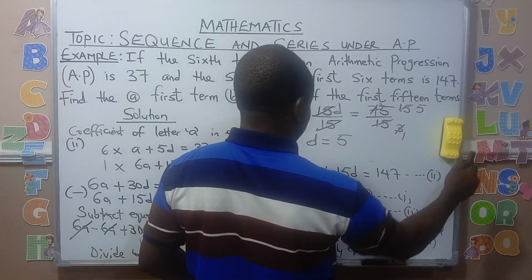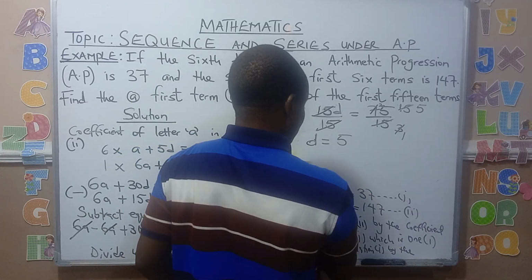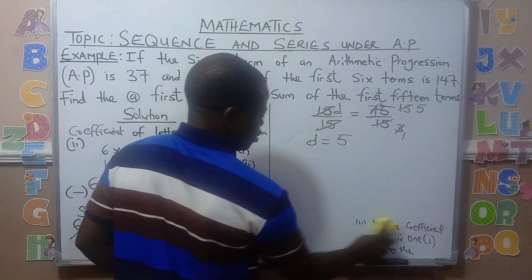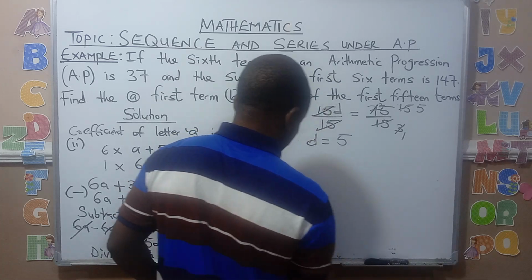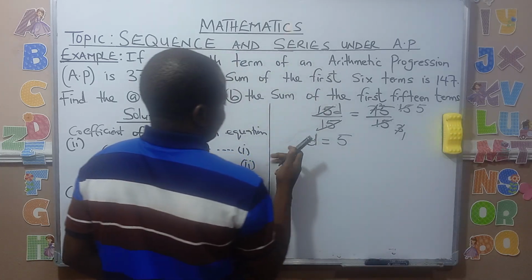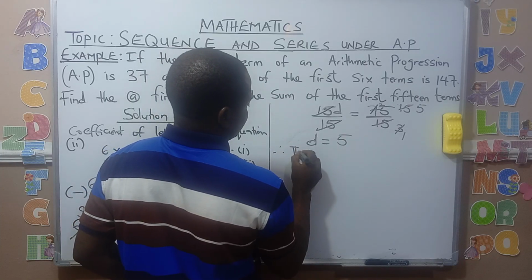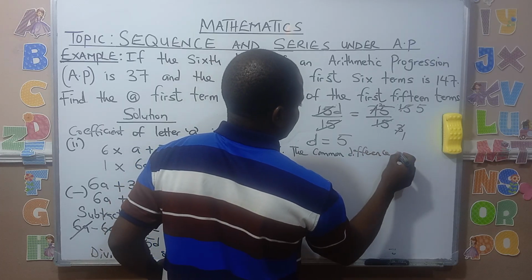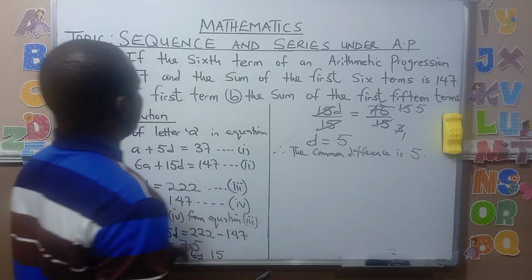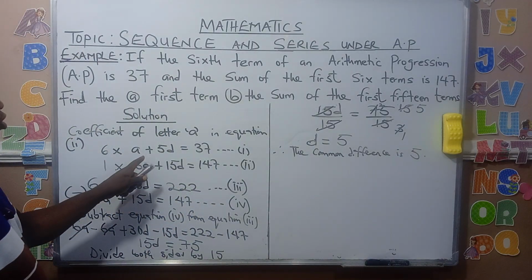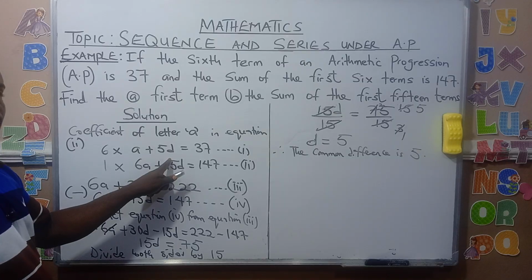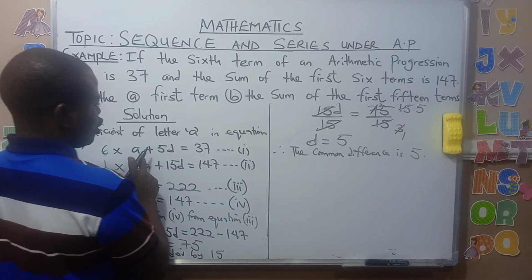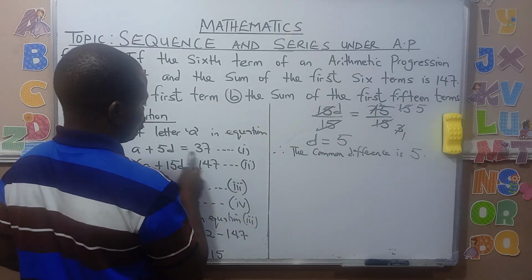I'll write it as a statement now. So therefore, the common difference is 5. Don't forget that we're looking for the first term. Go back to equation 1 and substitute your common difference, d. Our equation 1 is a plus 5d equals 37.